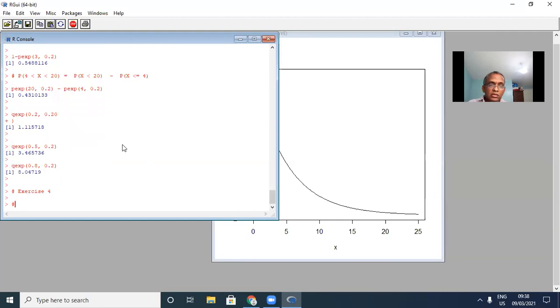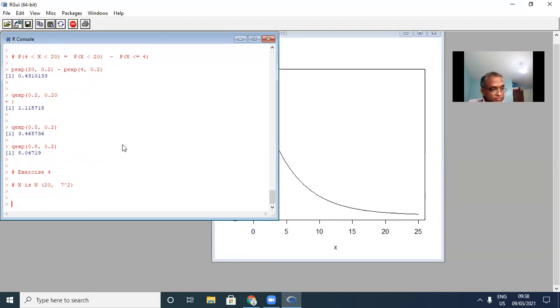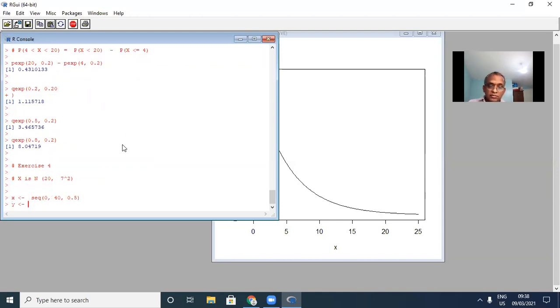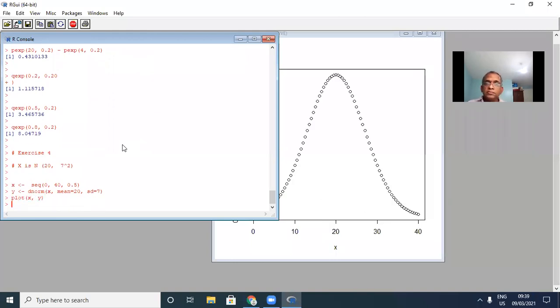Exercise 4, here we are assuming that x is normal with the mean parameter equal to 20 and the variance parameter 7 squared, right? And the first part is asking you to plot the PDF over the range 0 to 40. So let's define x to be a sequence from 0 to 40 in steps of, say, 0.5, and y as the density of the normal at x with the mean parameter equal to 20 and the standard deviation parameter equal to 7. Then you say plot x comma y.